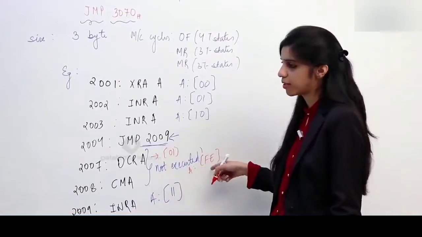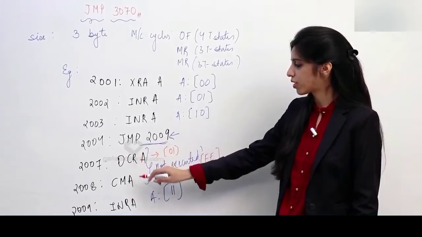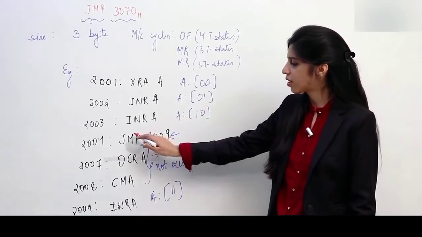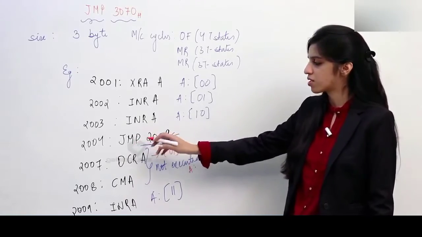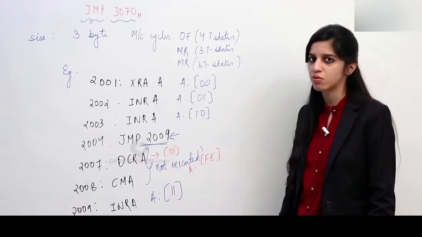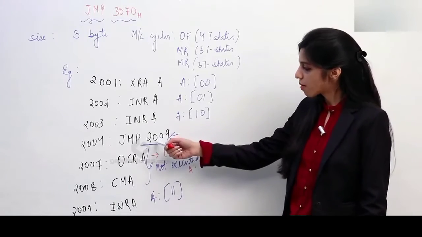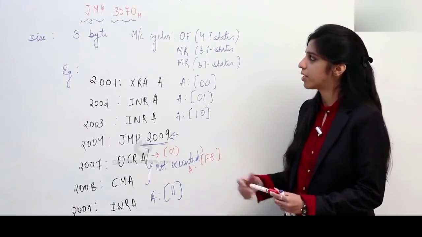Complement of 01 is FE. But this did not happen because these two instructions were not executed, since we had an unconditional jump. Unconditional jump means whenever this JMP 2009, JMP some 16-bit address, comes, no instruction in between is going to be executed. You are going to jump finally to the value given by this address. So this is what is happening in unconditional jump.